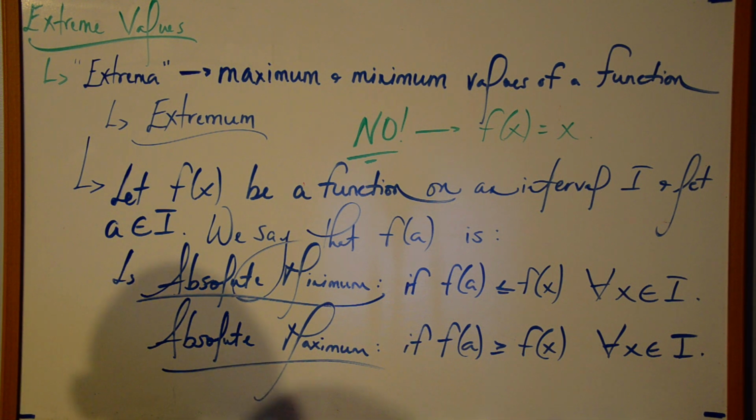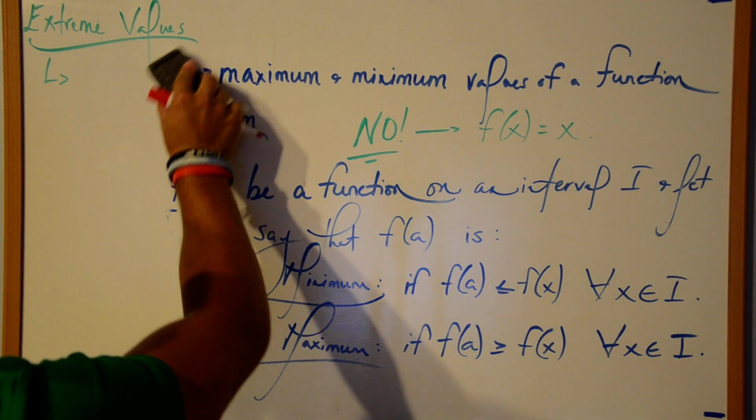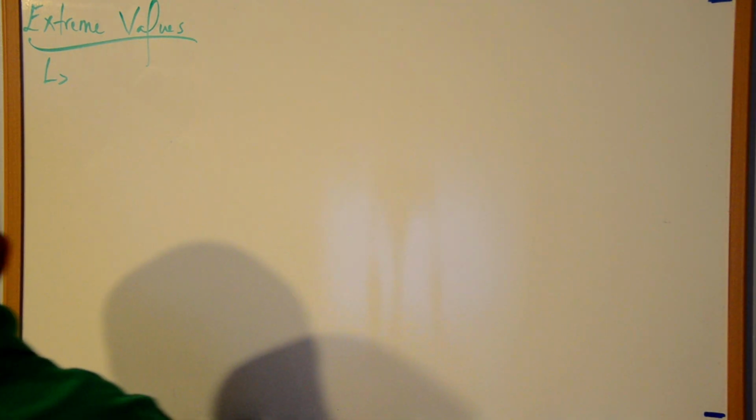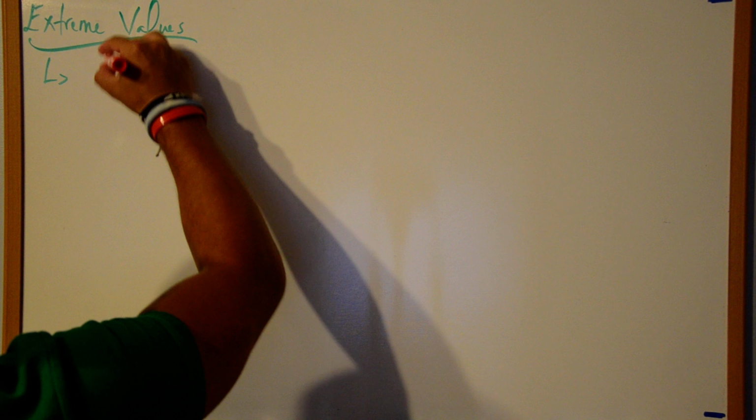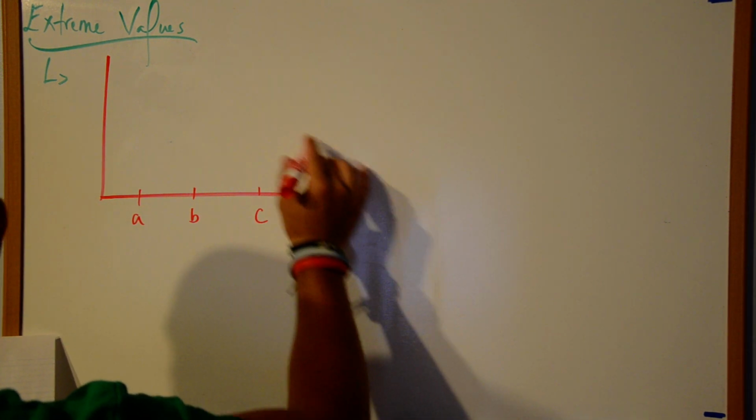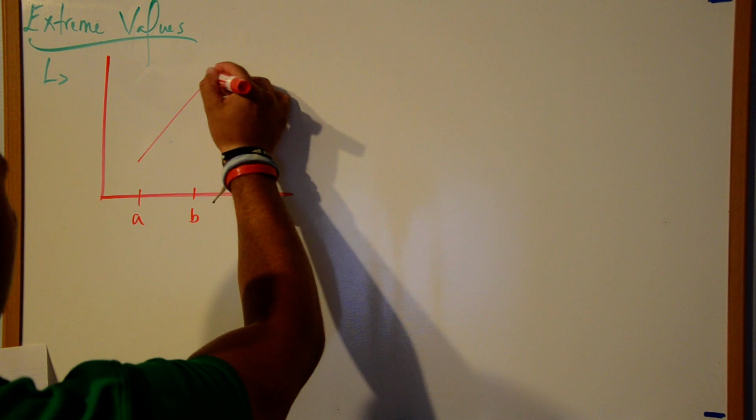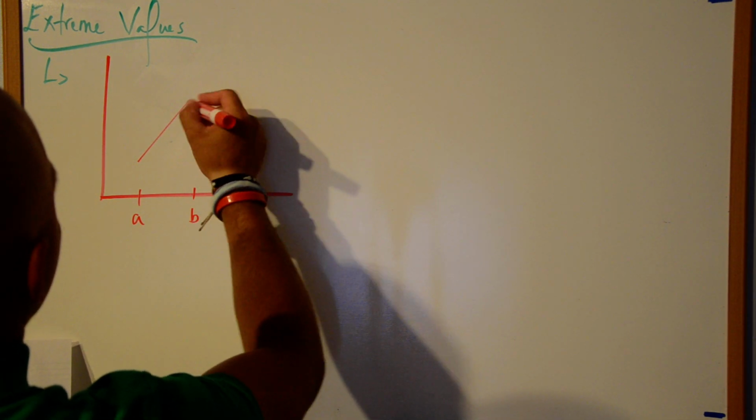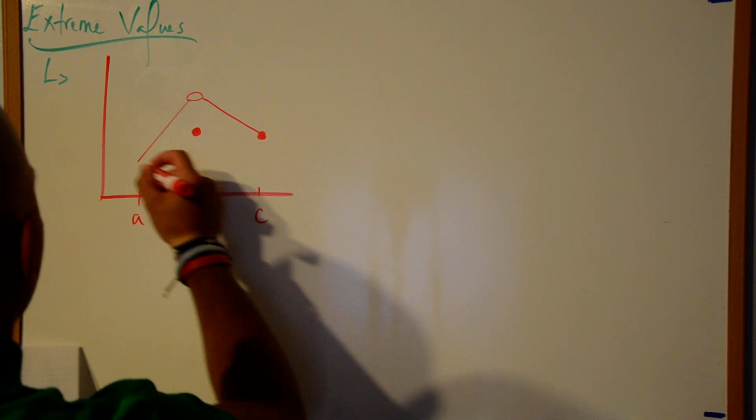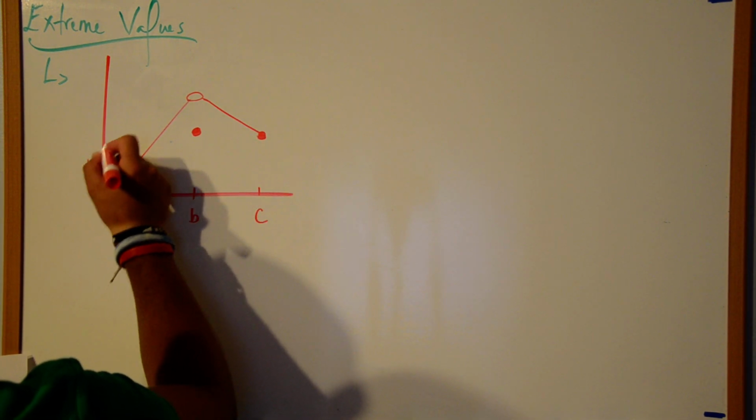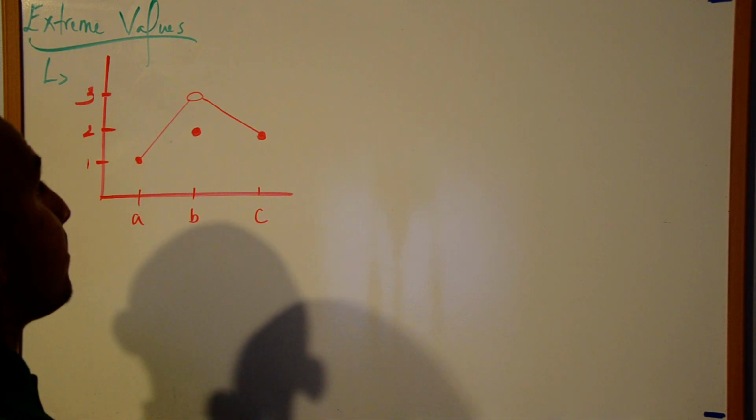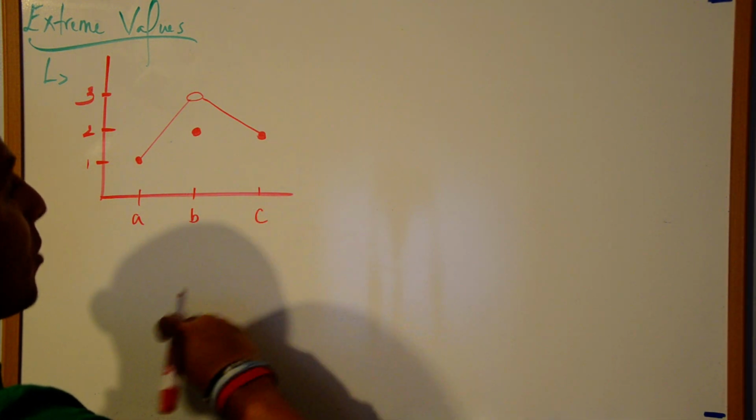Let's take a look at some graphs and talk about discontinuities, just to refresh what we had done during our limits exploration. Let's say we have a graph here, with points a, b, c, and values 1, 2, 3. Don't get it twisted, we're not talking about limits here, we're talking about continuity.